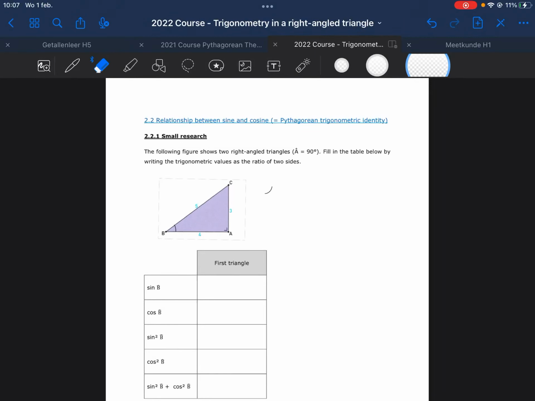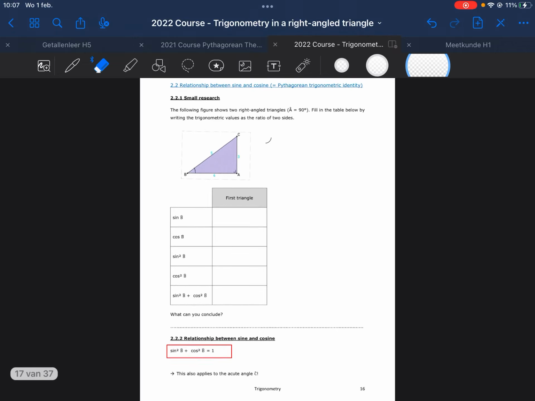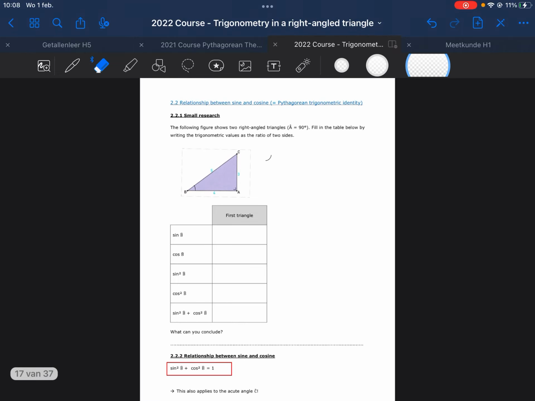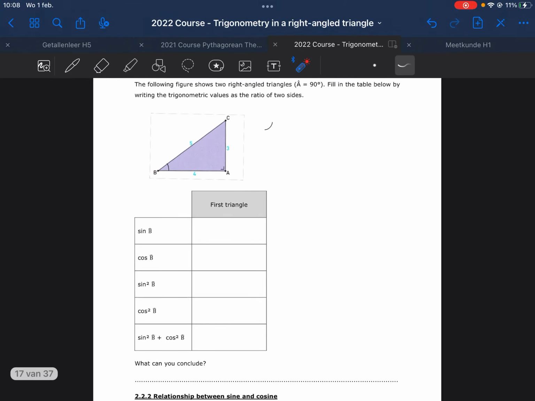Another relation that we have to look at is the relation between the sine and the cosine. For that, I'll be working on page 16, so take your syllabus. First, we're going to do a little bit of research. Well, and by we, I mean you. So what you're going to do is look at this triangle ABC with A being 90 degrees, and you're going to calculate all of these values.